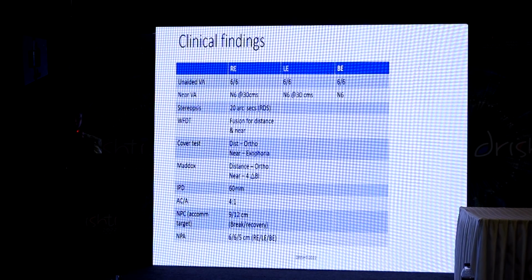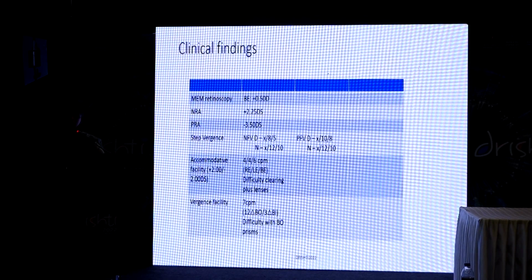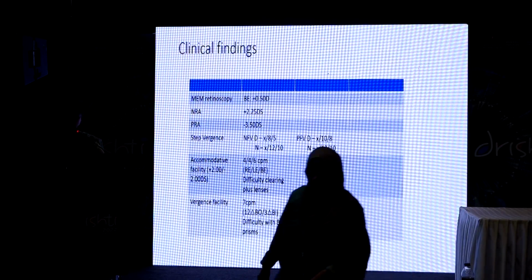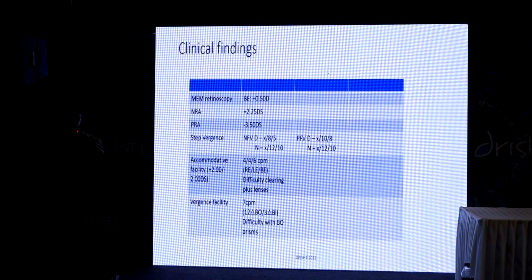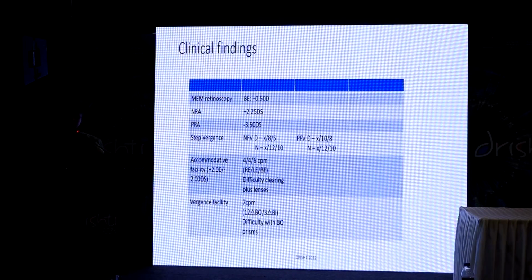The NPC using an accommodative target showed 9 and 12 centimeters, which is the break and the recovery distances. NPA for the right, left and both eyes is mentioned over here. MEM retinoscopy showed 0.5 diopters, again which is falling under the normal category. NRA was plus 2.25 and PRA minus 3.5. The step vergence measurements for distance and near is given.